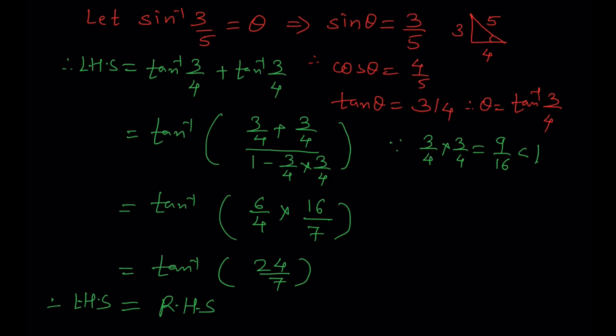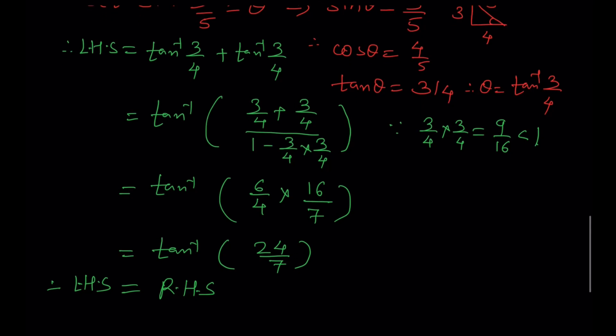To find cos theta or tan theta using the value of sin theta, we can use the right angle triangle method, that is using Pythagorean triplets, or we may use the trigonometric identity. Cos theta is square root of 1 minus sin square theta. Once you get cos theta, you can find tan theta, as tan is sin theta upon cos theta. Fine.